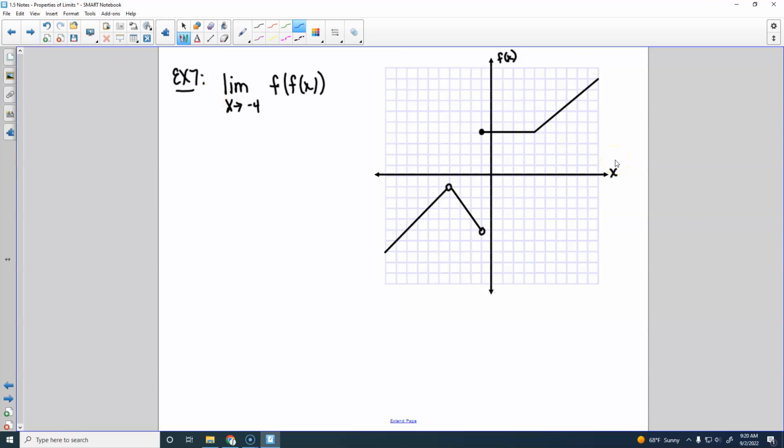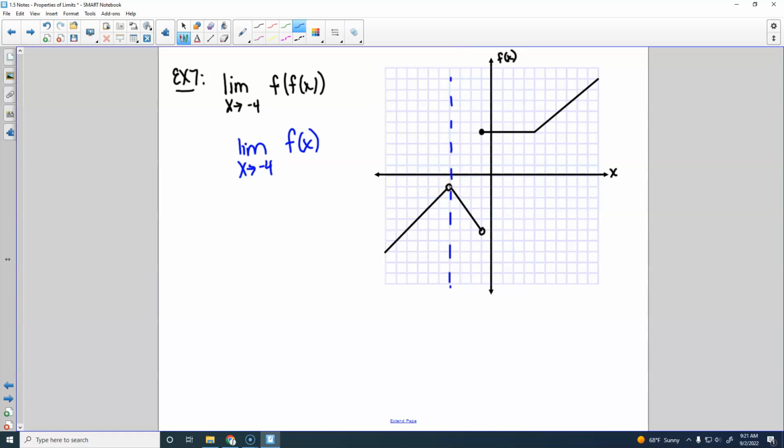Okay, questions? Okay, let's look at this one. This one only gives us one graph. It gives us f. And we are asked to find the limit as x approaches negative 4 of f of f of x. So this time we do the same thing we did on the last problem, but we're just referring back to the same graph both times because it's f of x. You're composing a function with itself. So we would do the limit as x approaches negative 4 of f of x. And the limit as x approaches negative 4 would be right here.